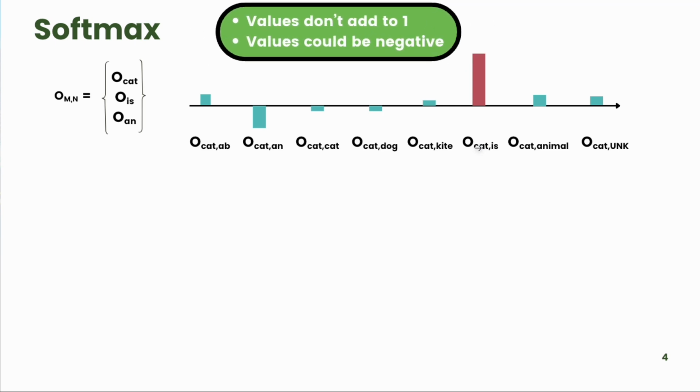So there are 2 takeaways. Firstly, the values can be negative because, I mean, it was a linear layer. We didn't constrain the values in any way. So they could be negative, and they don't need to sum up to 1. Right? So they, in essence, violate the 2 basic conditions for a probability mass function.